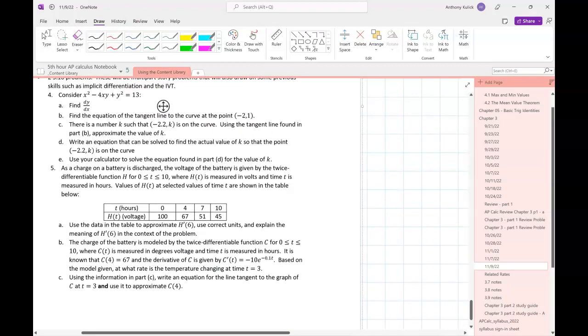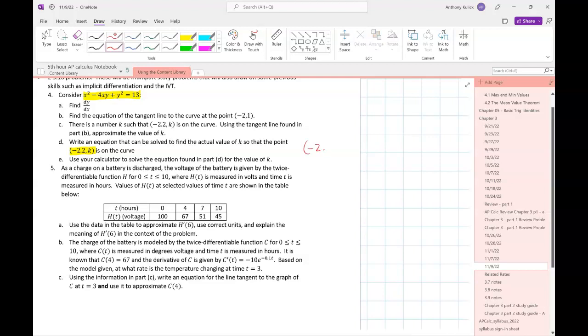All right. So this is super easy, right? This point needs to lie on that curve. So all I'm doing is plugging negative 0.22 in for X and K in for Y. No, this is the curve, not the derivative. What does it say? It says there's a number K such that negative 0.22 comma K is on the curve, not the derivative.